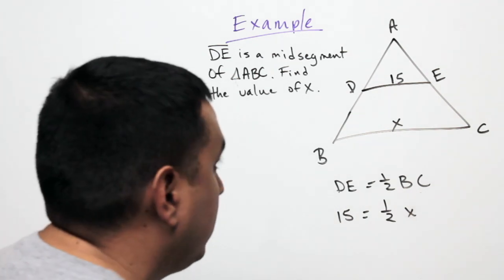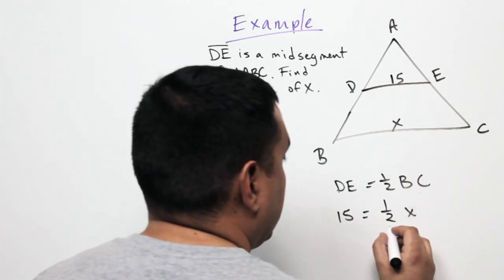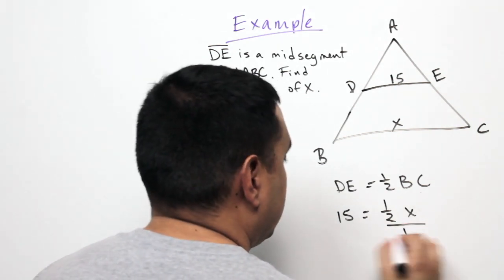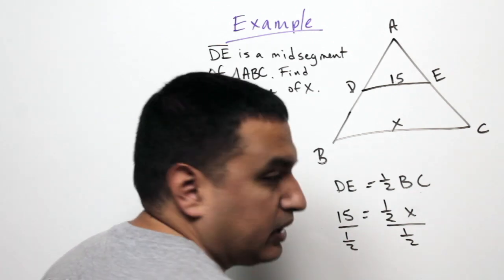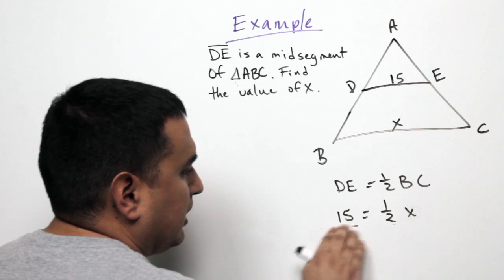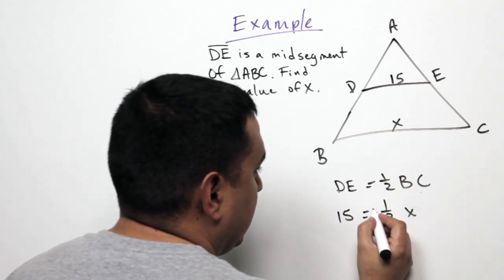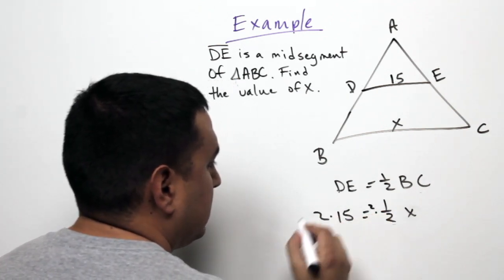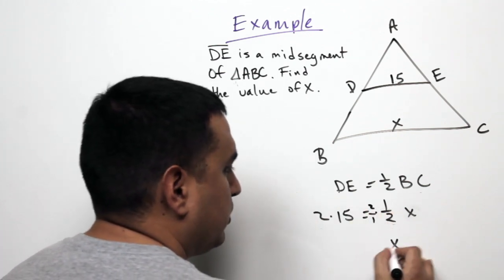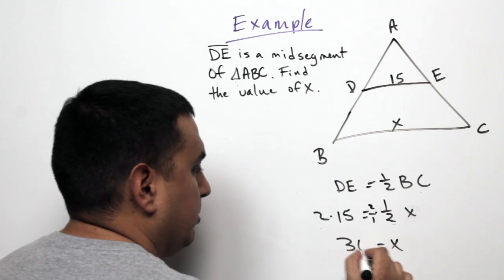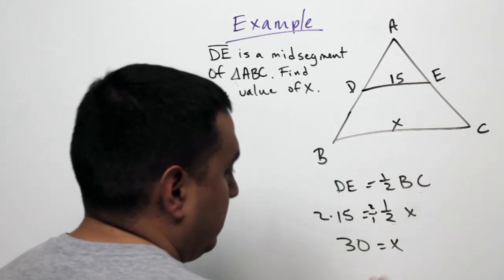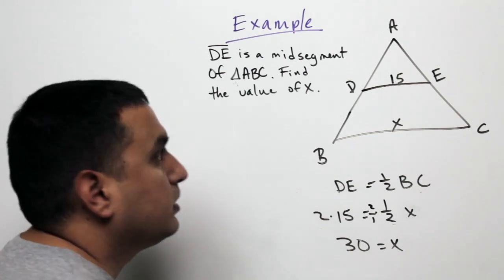And so I want to go backwards, which means technically I could divide by 1/2. Or the same thing, I could actually multiply by 2 on both sides, because 2 over 1 times 1/2 would just be 1, that would just be x, and 2 times 15 would be 30. So in this case, the length of BC, or x, is 30 units.